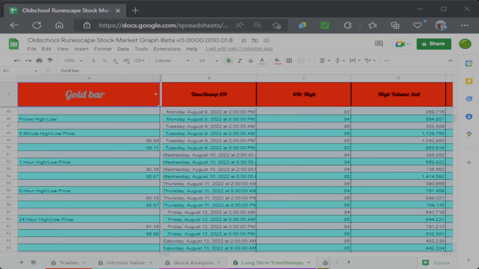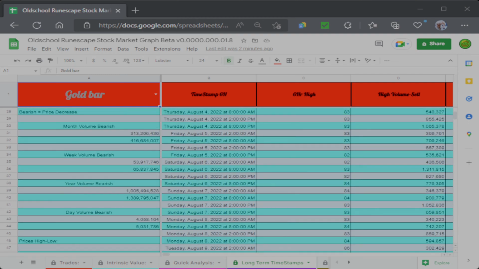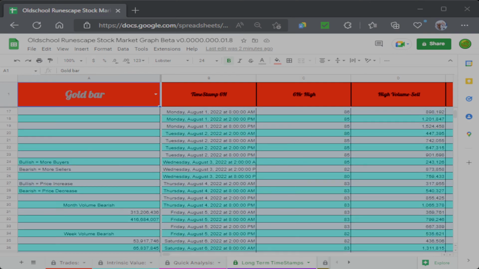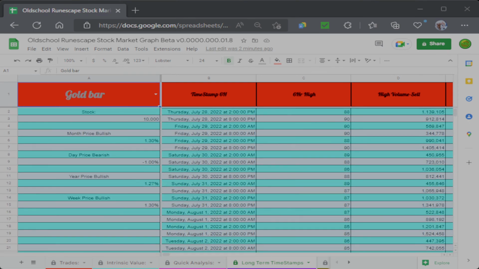But yeah, this is the intrinsic value, and then this is the market, which tells you if the item is bearish or bullish. Bullish means there are more people buying it than selling it for the day, and this is bearish. So on this market, in this game, it's most likely going to be bearish. There are more people selling the item than buying it, but for the price, it's most likely going to be bullish, I noticed.